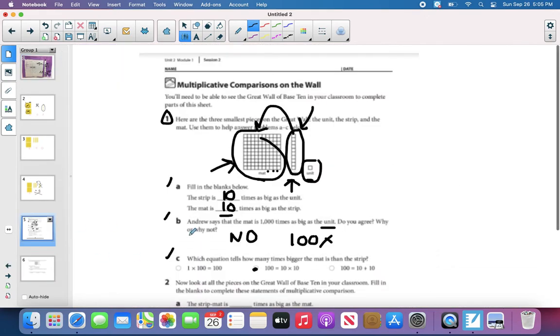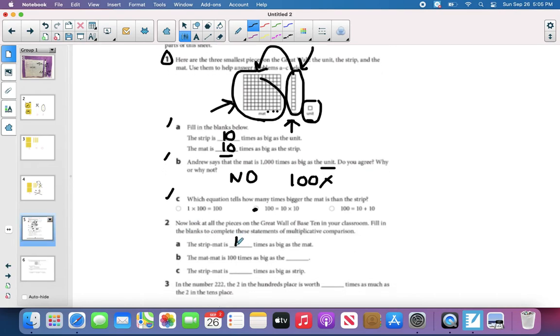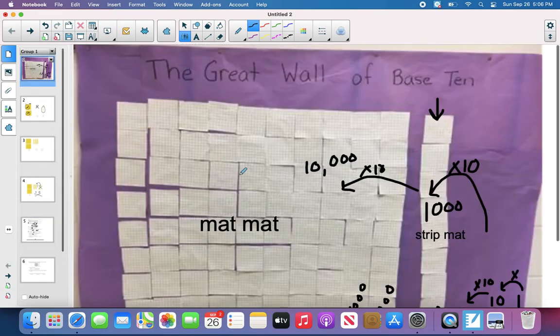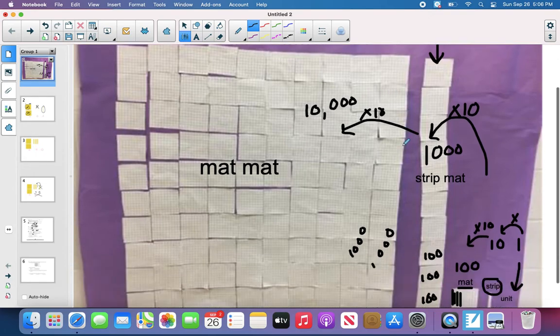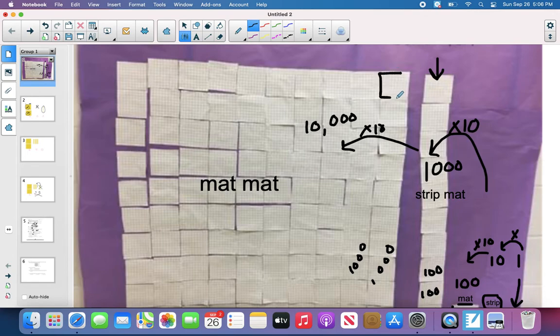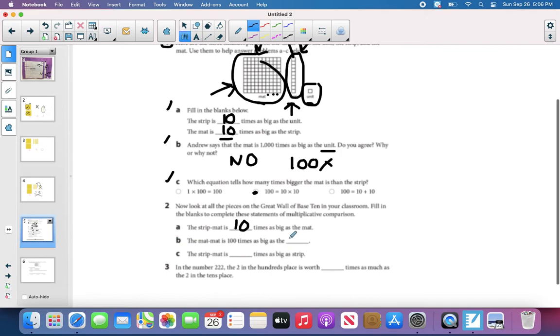Okay, click pause. Welcome back. You should have said 10. 10 mats to make a strip mat. Next one, the mat is 100 times as big as the blank. So here's the mat. It's 100 times as big as what? So there's 100 of what? 100 of these. What do we call those? Click pause. Welcome back. You should have said mats. It takes 100 mats to make a mat.